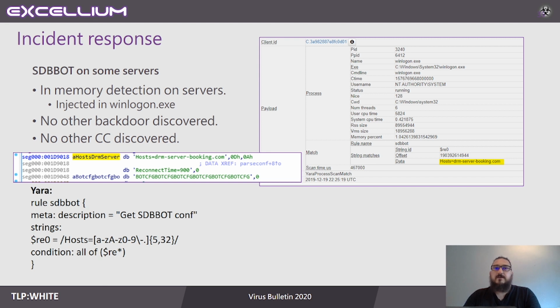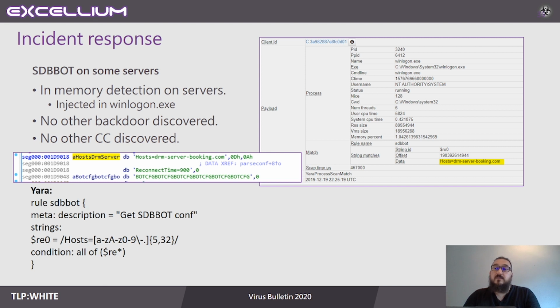So in this case, SDB bot is not a standalone process, but is injected inside the winlogon of the servers. So for all the servers, we used our tool, GRR, our incident response tool, Google Rapid Response, to deploy an agent quickly and to scan the whole server with simple YARA rules restricting to the winlogon.exe process.